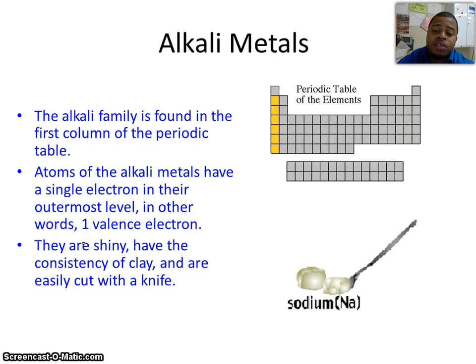Now, the first group that we're dealing with, alkali metals, is going to be found in the first column all the way to the left, as you see here, and they all have a single electron in their valence electron shell. So when I look at group 1, I can always say, okay, there's one valence electron. Because of that, and because they're metals, they're going to go through what we call oxidation. They're going to lose an electron. Now, they have about the consistency of clay, and they're very, very soft. You can cut them with a knife.